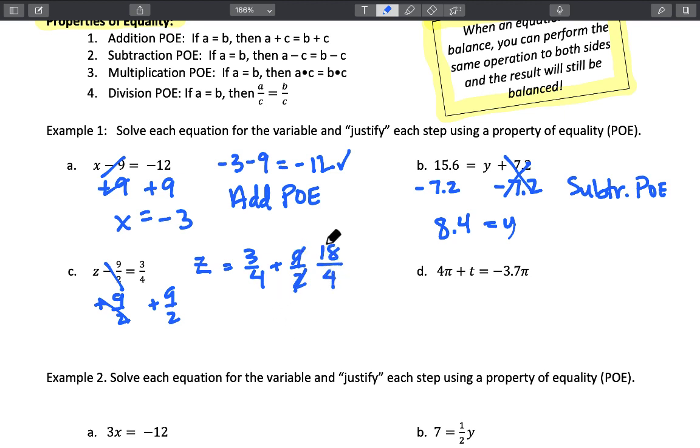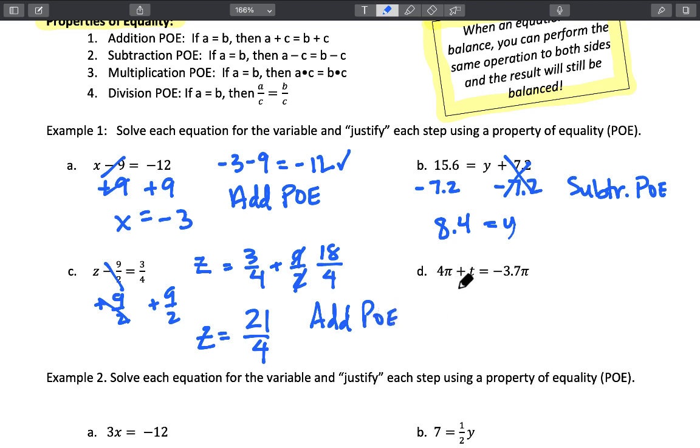All right, so that's an equivalent expression, equivalent fraction. And now we can add our numerators. 3 plus 18 is 21/4. And it's okay to leave our answer as a fraction. So z is equal to 21/4. The reason why I can do that, again, is the addition property of equality.